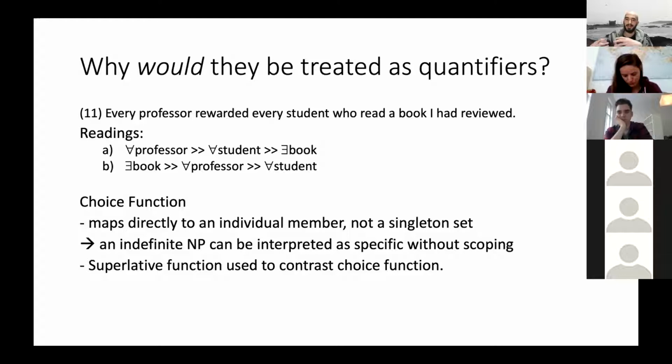So my question is, how is the domain of quantification provided if we have a choice function? I think that would be one of the critical differences. Mike, am I saying things that are reasonable? Yeah, you sound reasonable to me. Okay. Do you have any idea about where the quantificational domain comes from if we use a choice function?